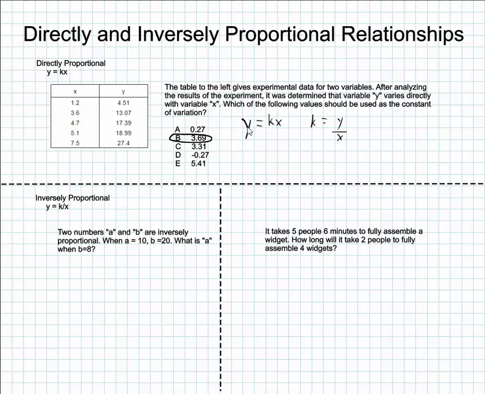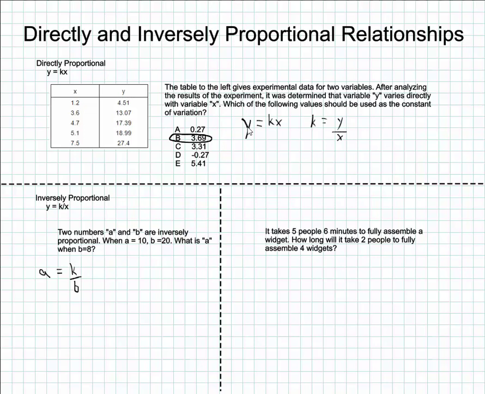So for our problem, we have two numbers, a and b, that are inversely proportional. When a is equal to 10, b is equal to 20. What is a when b equals 8? So we have our equation. We have a is inversely proportional to b. So a is equal to some constant k divided by b.